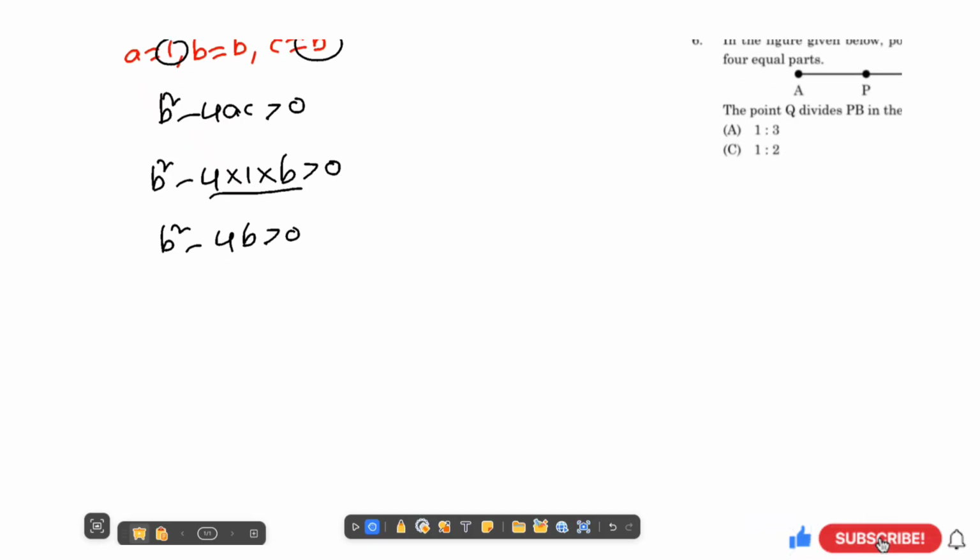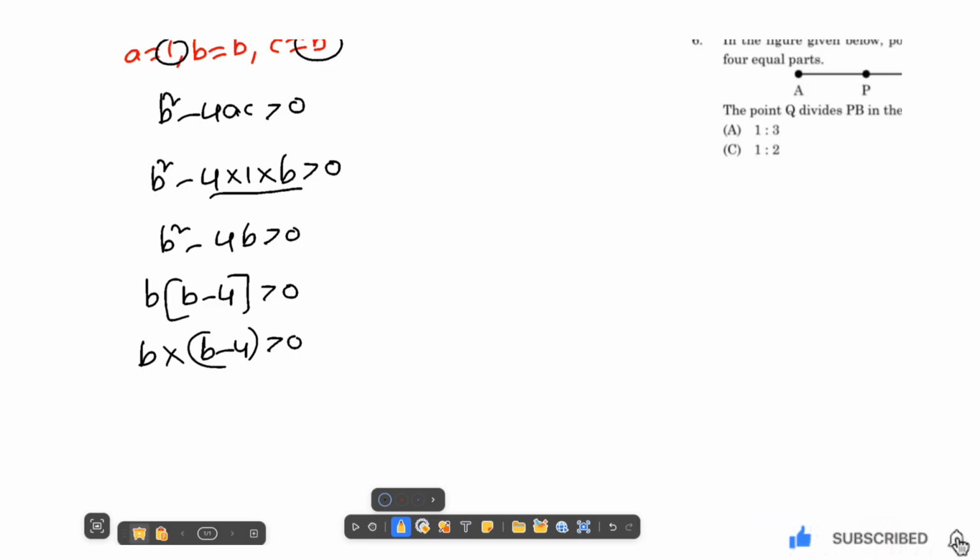So let's take b common from both the terms. If you take b common from both terms, now you have b of b minus 4 greater than 0. That means the product of b and b minus 4 is greater than 0. If you multiply b and b minus 4, we should get a positive number. When we get a positive number, b and b minus 4 have the same sign, same plus or same minus. So two cases are possible. They can both be positive, or they can both be negative.